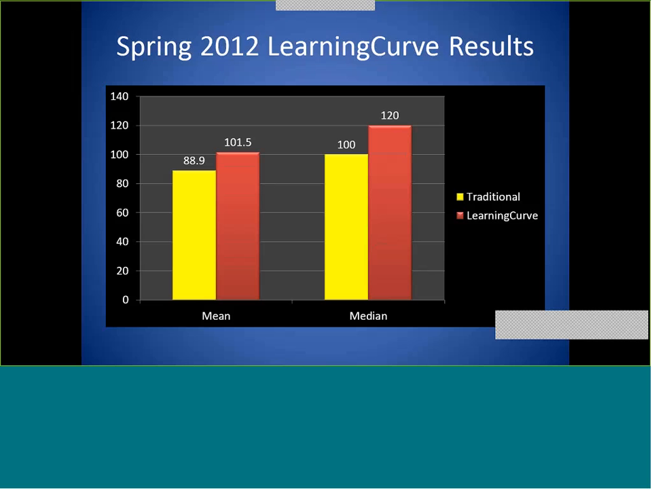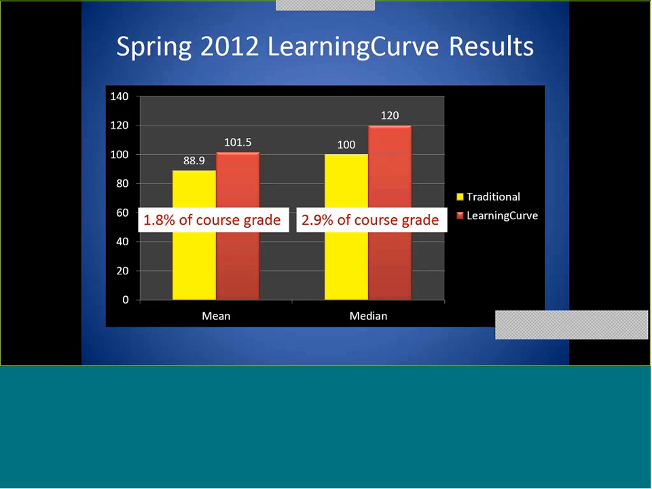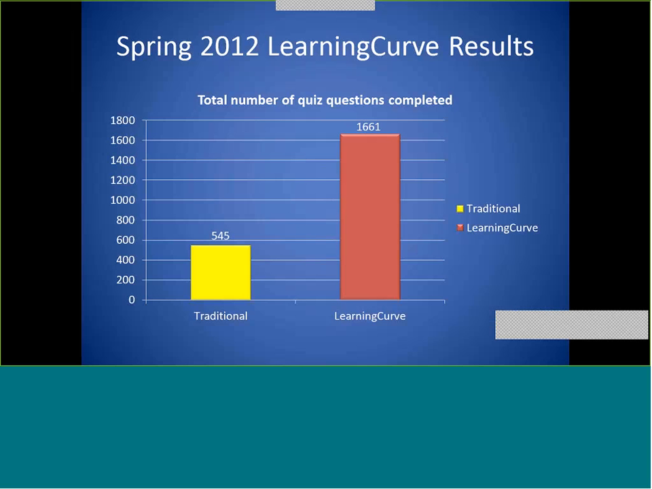What else do I have for you here in terms of fun stuff? So that's if you wanted to know what those broke out to. That's about a third of a letter grade. If you're looking at medians, that's the advantage for the kids doing this new treatment with learning curve. Total number of questions completed. This was the thing I got most excited about, right? Over the course of the semester, they were averaging almost 1,700 questions done versus about 600 in that traditional quizzing approach.